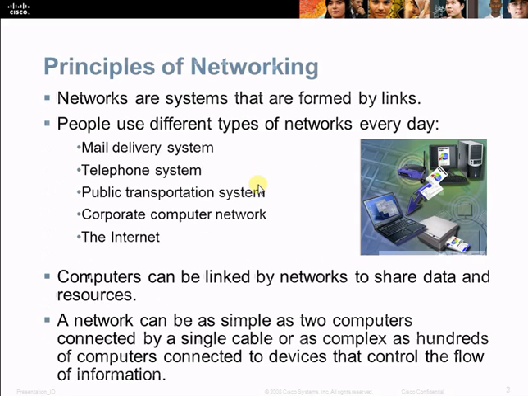So, networks. Our networks are systems that are formed by links, and when we normally think of it, we think of people, and we have our mail delivery system, our telephone system. The telephone system is one of the older ones, our public transportation system, and then we have our corporate computer networks, and then the internet, the internet being the largest type of network that we'll focus on. One of the reasons why we network our computers is so that we can share data and our resources. When we hook two computers together, that's the simplest type of network that we can have.